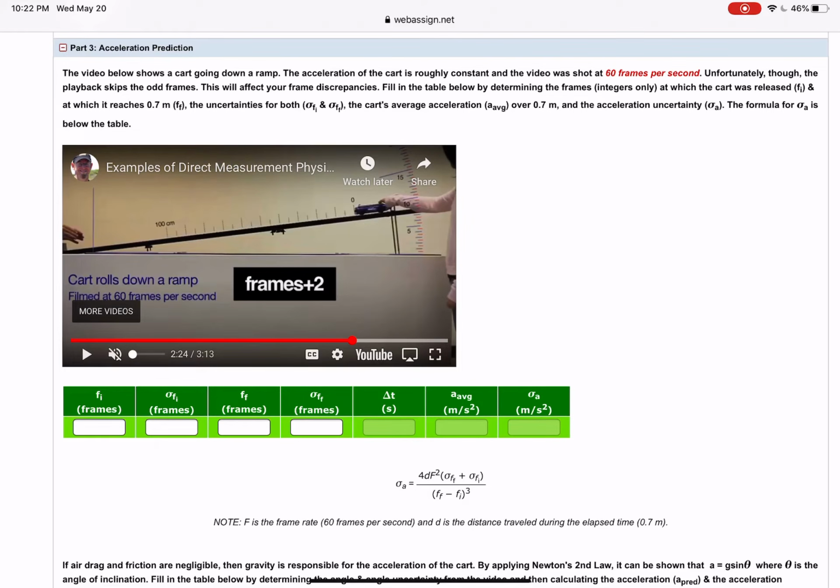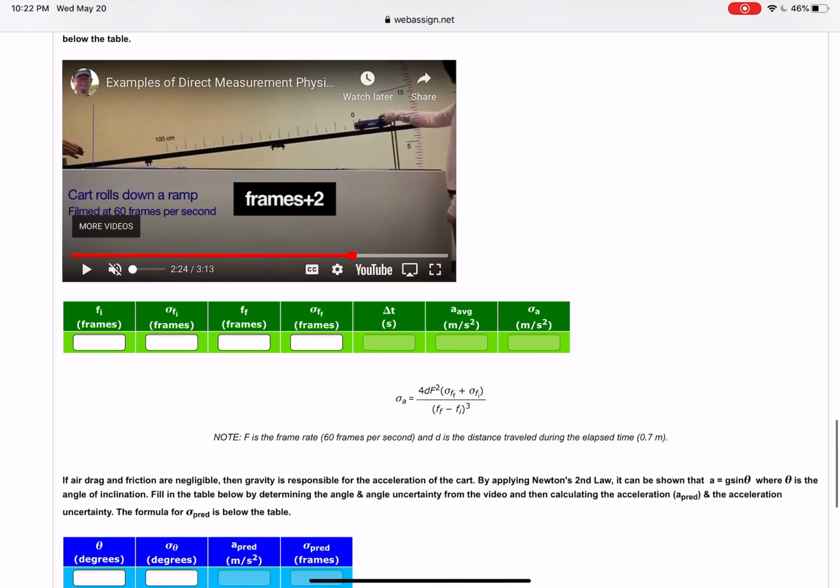Also bear in mind it only shows every other frame. So that plays into our uncertainty of the frames. Right? Instead of showing every frame, it's showing every other frame. I don't know why, but that's how they chose to do it. So you need to account for that in your uncertainty. The uncertainty of the frames, to be precise.